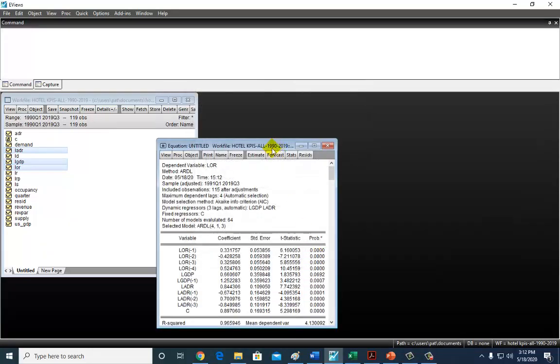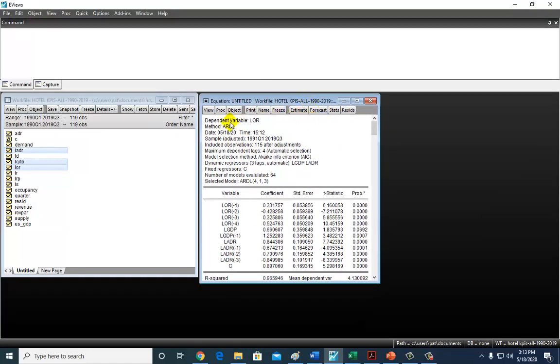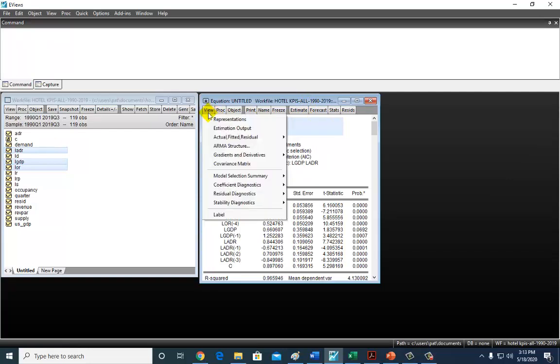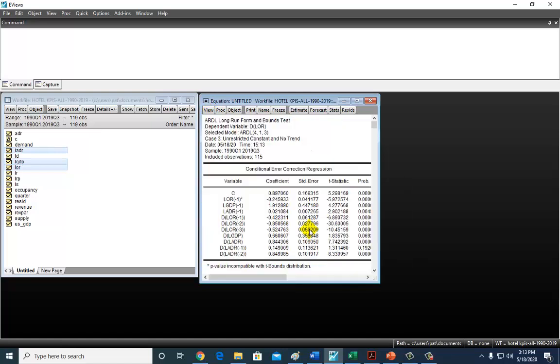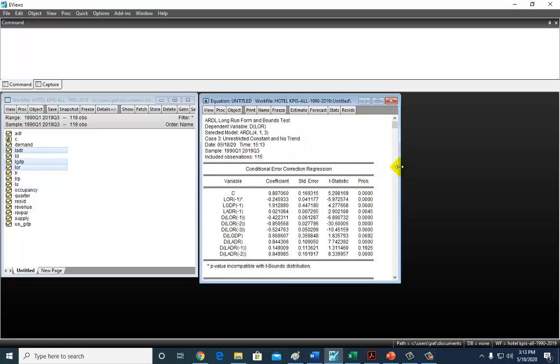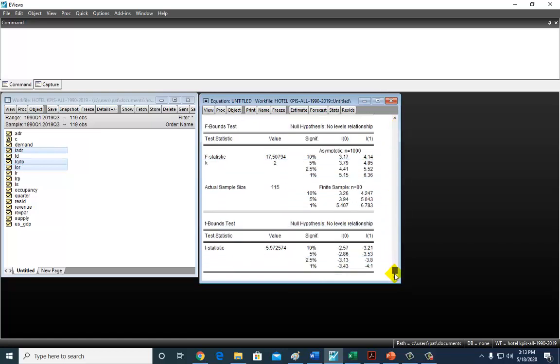So click OK. All right, so this is your traditional ARDL output right here, which, if you were doing symmetric ARDL, you would have had to go to View, Model Coefficient Diagnostics, Long Run Form and Bounds Test, and this would have been your output. And you would have had to go down here and say, voila, my F is greater than the upper bound critical value at the 1% level, or if you like, at the 5% level also. And that tells you that you have cointegration.